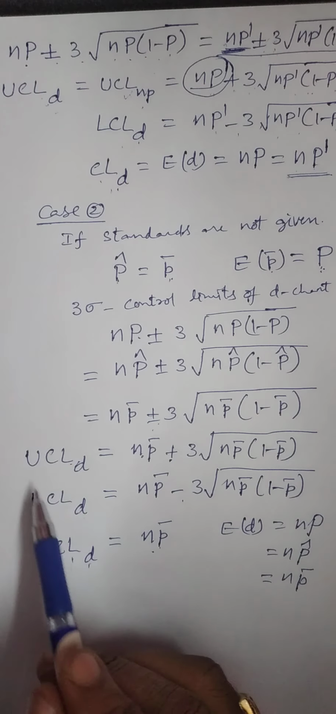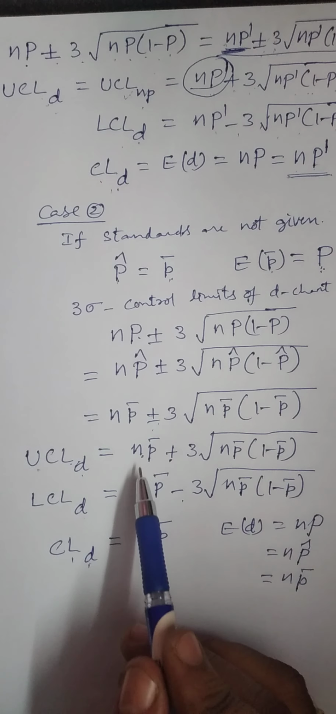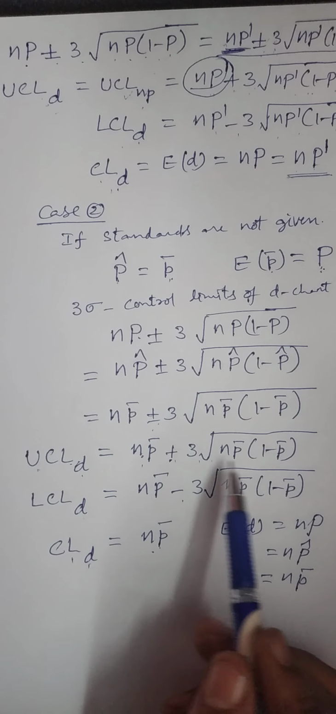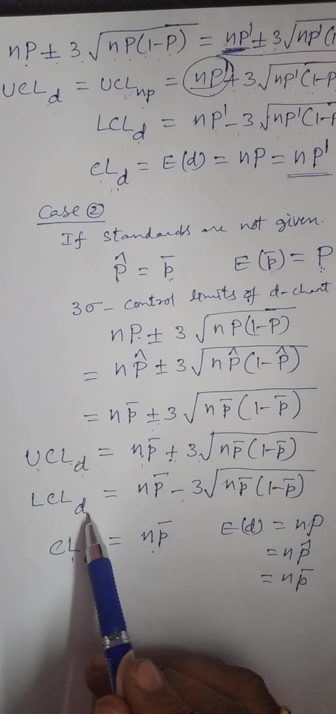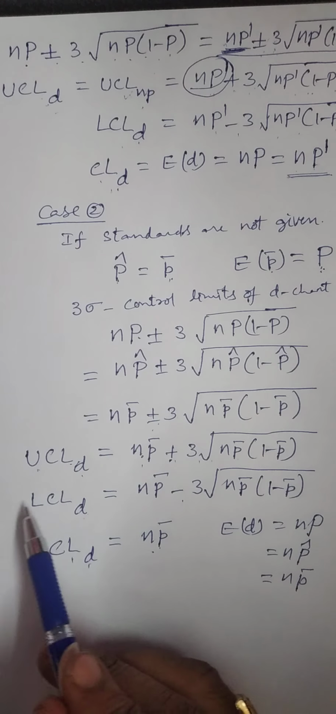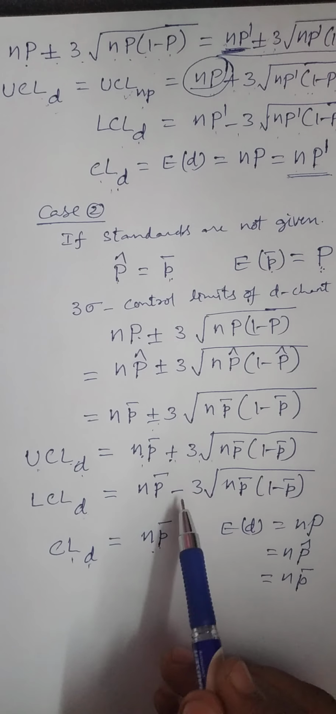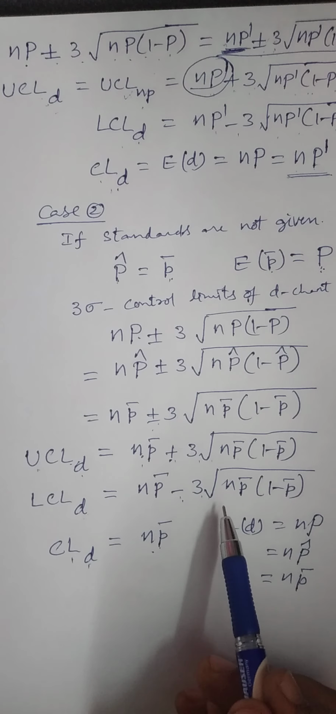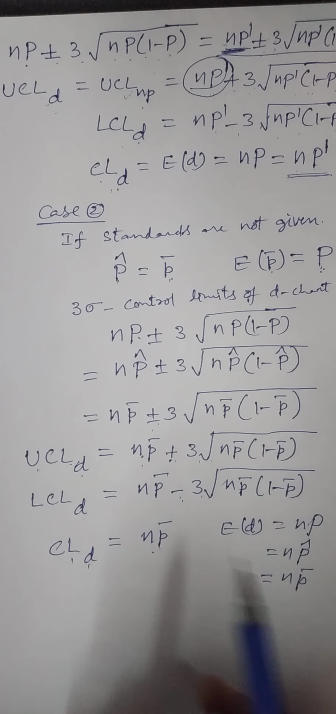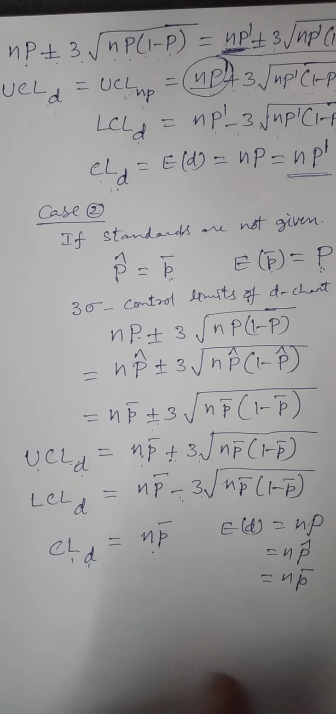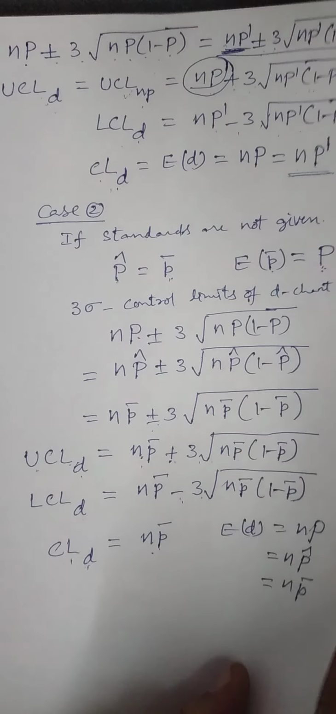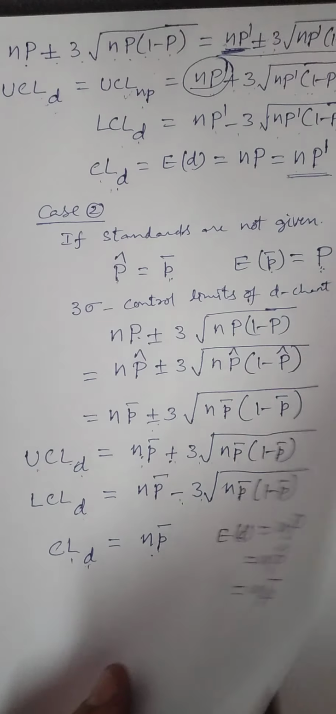What are UCL and LCL? UCL of D is equal to NP bar plus 3 into square root of NP bar into 1 minus P bar. And LCL of D is equal to NP bar minus 3 into square root of NP bar into 1 minus P bar. And CL of D is equal to NP bar. So, hope you understand, the construction is the same. I am not explaining again, the construction is the same.